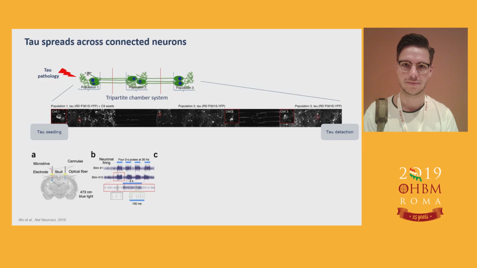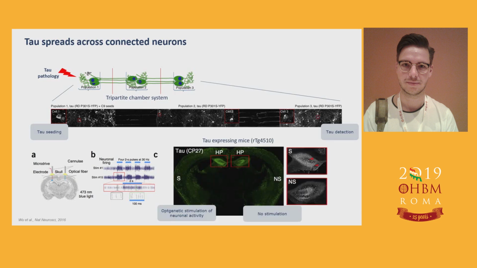And even more importantly, they were able to show that the spread is facilitated by neuronal activity. Using optogenetics in a tau transgenic mouse model, they were able to stimulate the hippocampus and show that the elevated activity within the stimulated region, here the left hippocampus, was associated with an increased spread of pathological tau to the contralateral connected hippocampus.